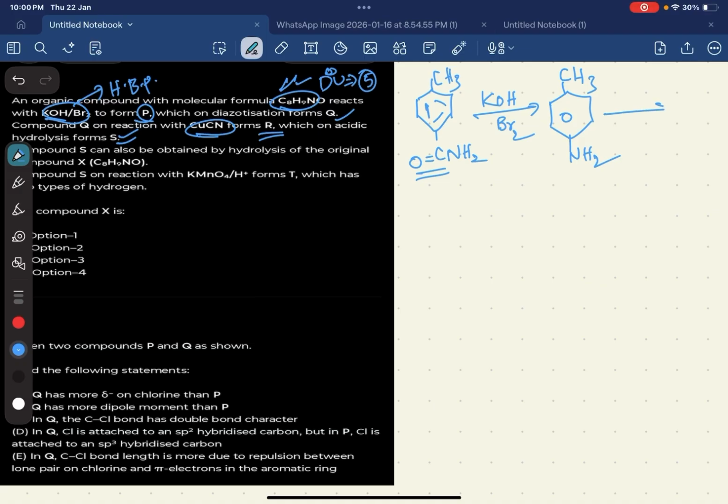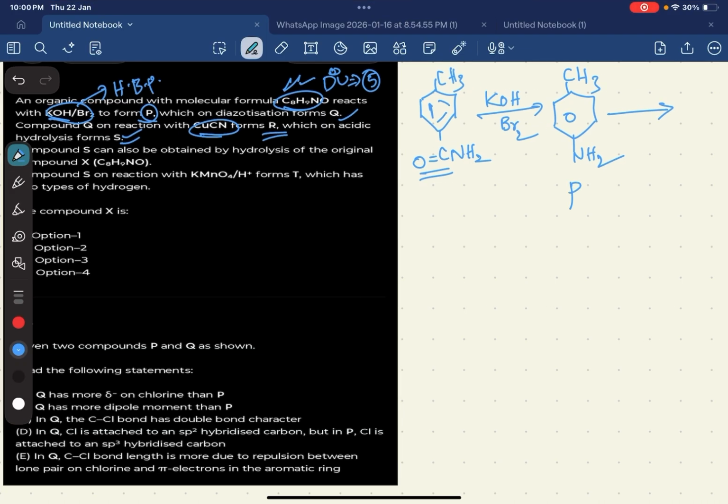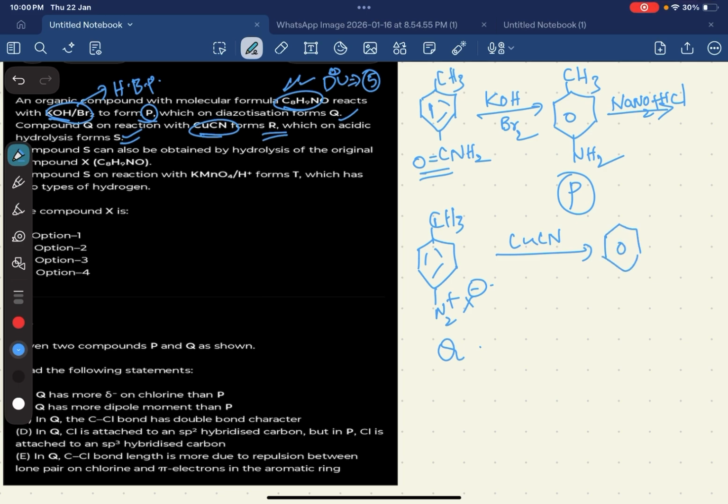So until P we have got, which on diazotization forms Q. Diazotization means NaNO2 plus HCl. So this together will give what? Benzene diazonium chloride. Whatever NH2 is there becomes N2 plus X minus. So until here we have got Q, and this over CuCN is called the Sandmeyer reaction. So cyanobenzene is formed, which is CH3 cyanobenzene.